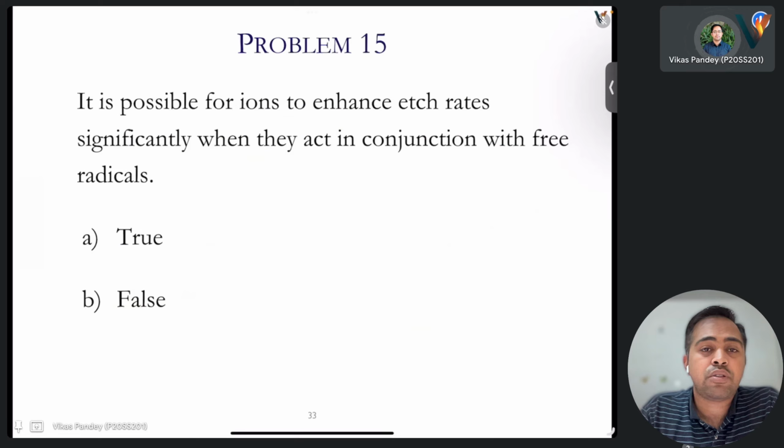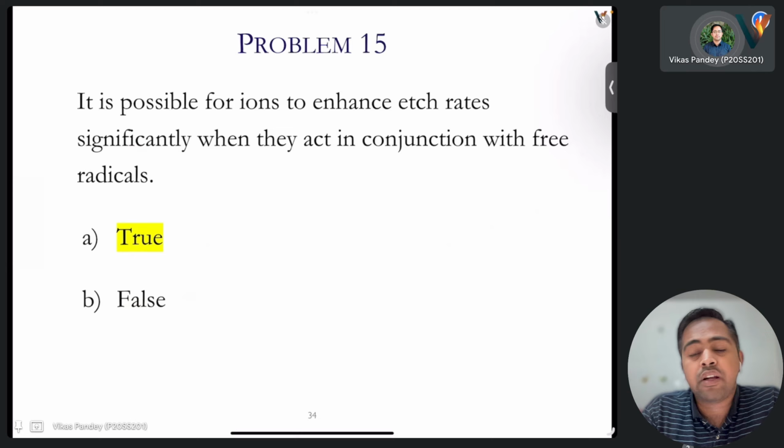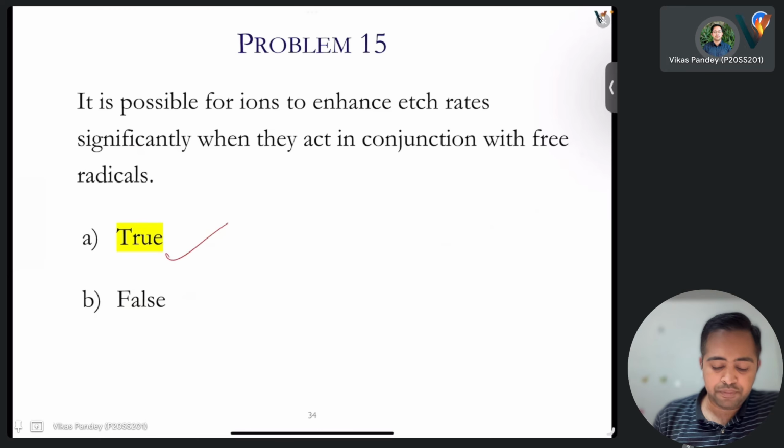Is it possible for ions to enhance the etch rate significantly when they act in conjunction with free radicals? So it is saying that free radicals are being used in the dry etching process, and we are introducing some ions. Will it increase the etch rate? Since ions are highly energized, it will affect the plasma, and it will certainly increase the etch rate. So it is true.